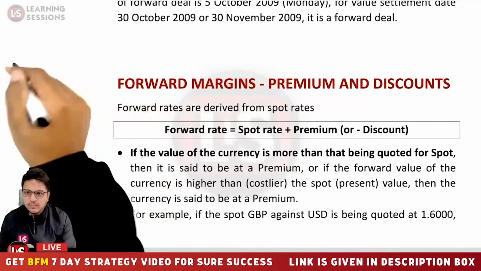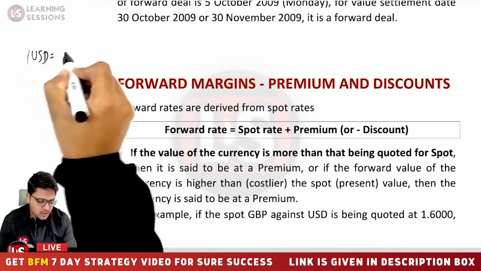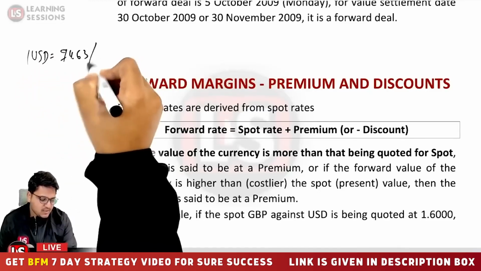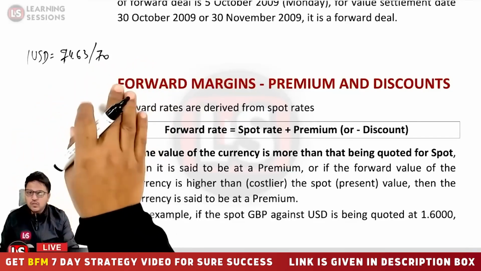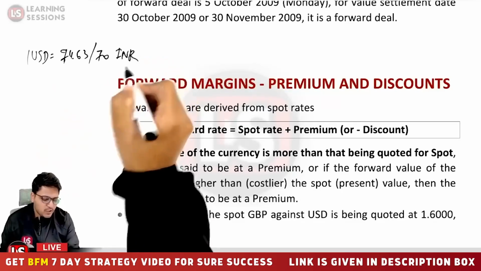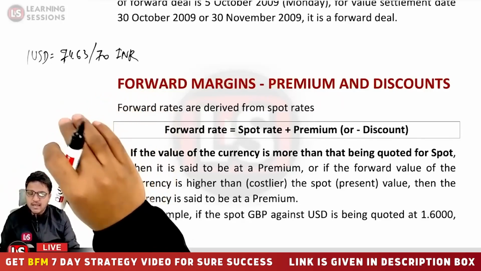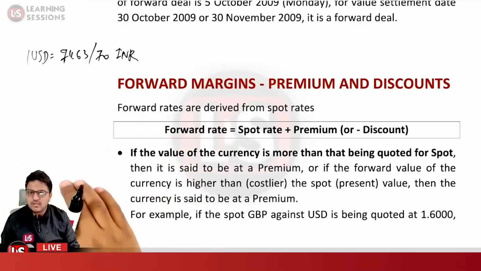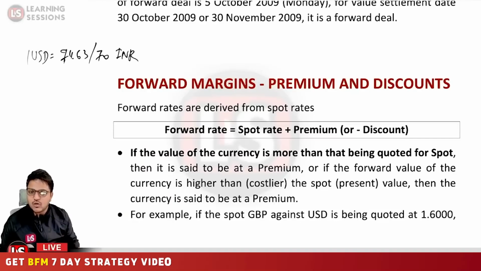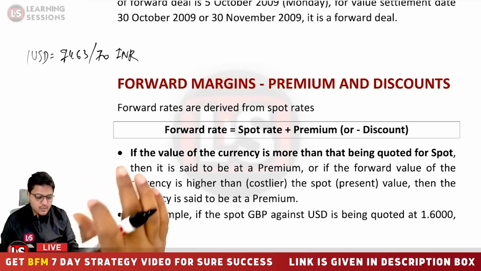Let me give you a scenario: 1 USD is equal to 74.63/70. Now you are provided with a two-way quotation over here. What is a two-way quotation? In a two-way quotation, you are provided with the buy rate and the selling rate in one quote itself. Whenever I say that 1 USD is equal to 74.63, it is actually a quote given to me. It may be the buy rate or it may be the selling rate. But when both of the rates are given to you in a single quote, that is said to be a two-way quotation.